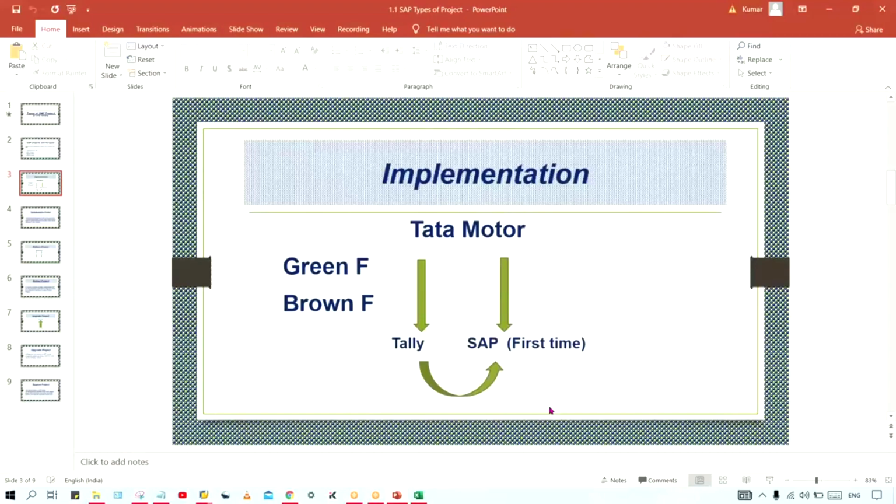It means, who is going to do this installation, guys? Who is going to do these configurations? Of course, it's going to be done by you people because you are the consultants, right? Tata Motor employees are just users. User in the sense, let's suppose if you talk about Tally, they are using Tally, right?